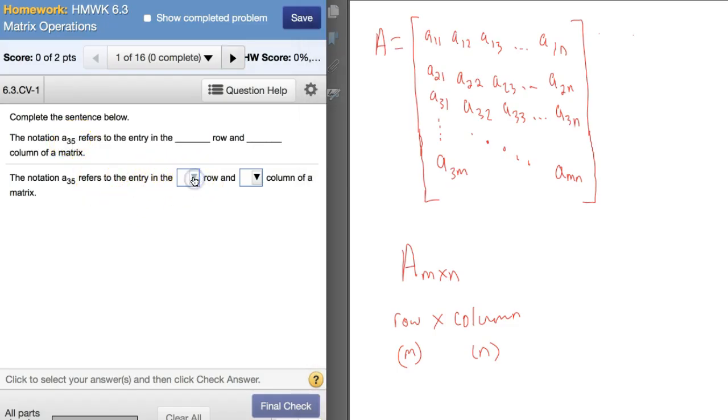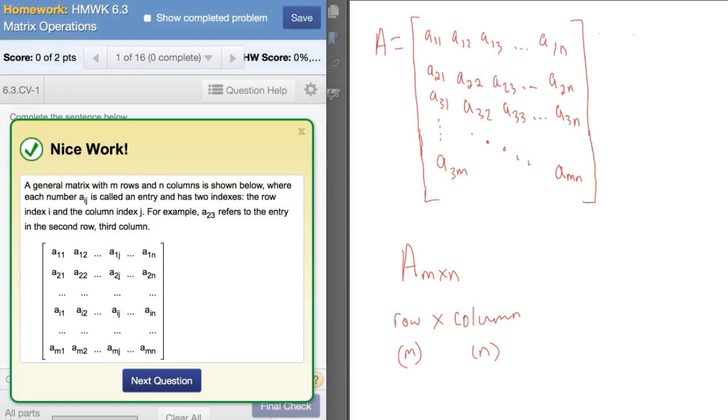So we're going to say in the 3rd row and in the 5th column. Okay, so we see that we got that correct. If you see how they do it here in my math lab, they name everything in terms of I and J instead of M and N. As long as you know that the first subscript always describes the row and the second one describes the column, it doesn't matter what notation you use.